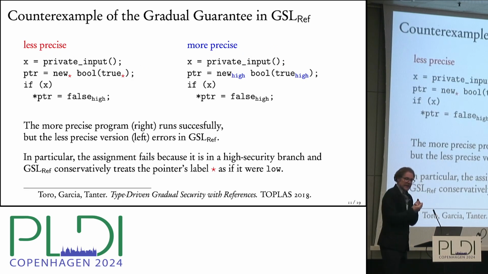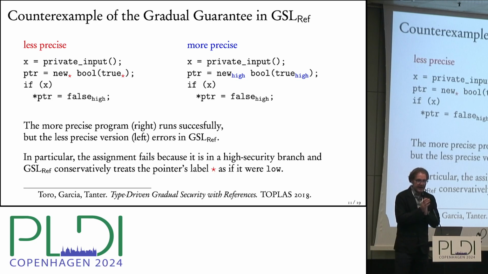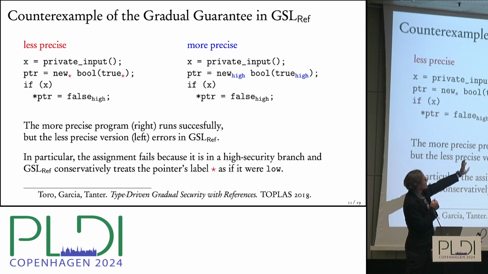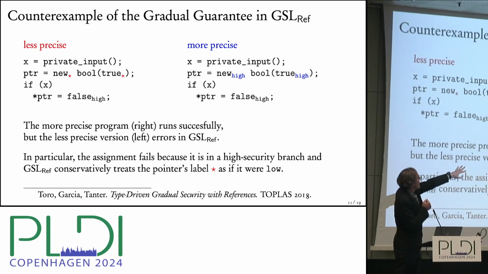So this prior work that I mentioned before by Eric Tanter and Matthias Toro, they developed a language called GSLRef, and they came up with this counterexample where they had this program on the right that's more precise. That program runs just fine. There's nothing wrong with that program. And then if you turn some of those high security labels into stars, the program on the left, it turns out, errors. And that violates the gradual guarantee.